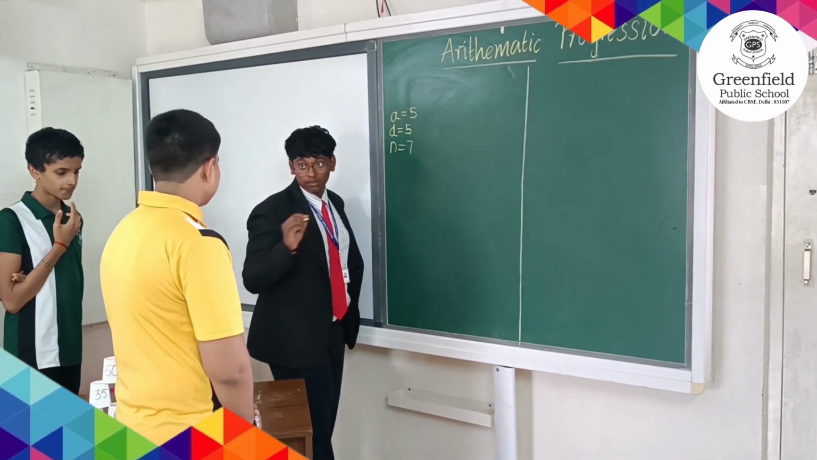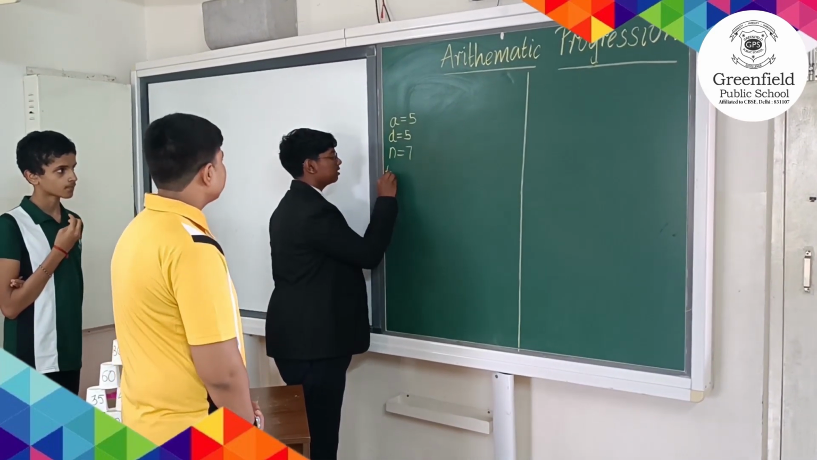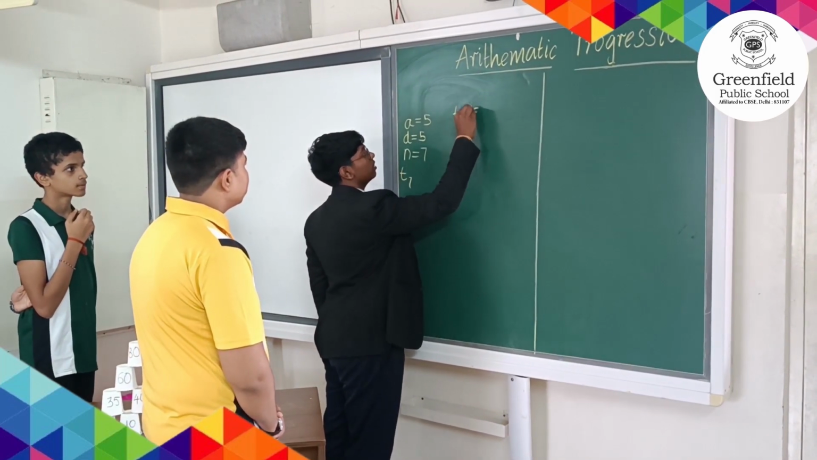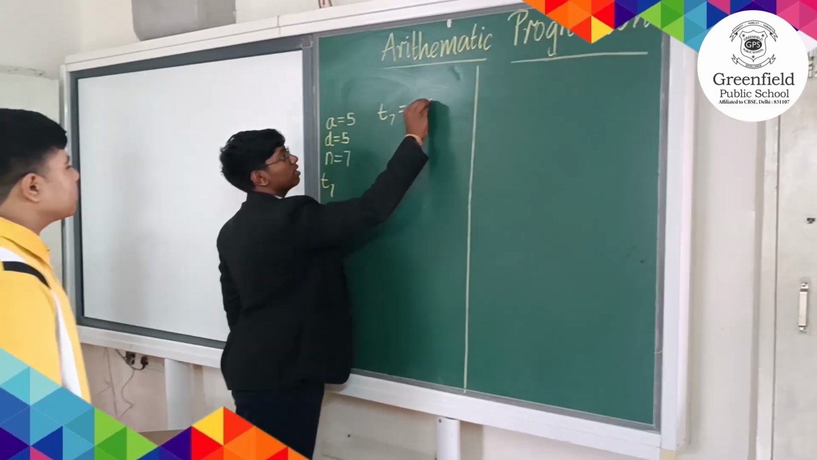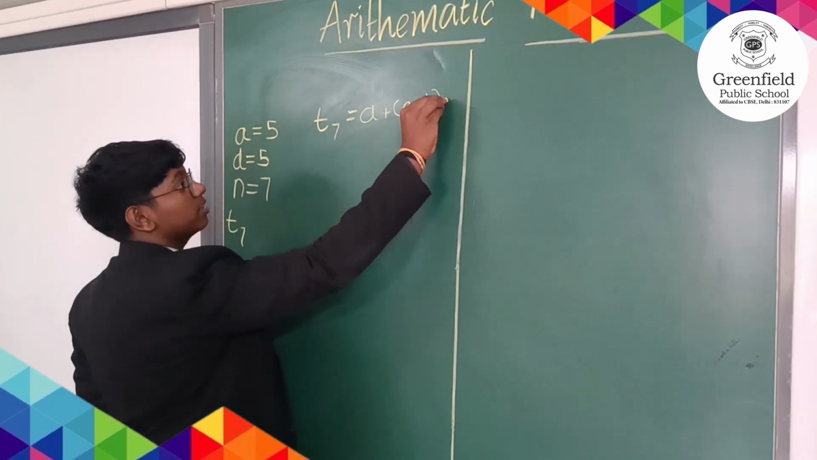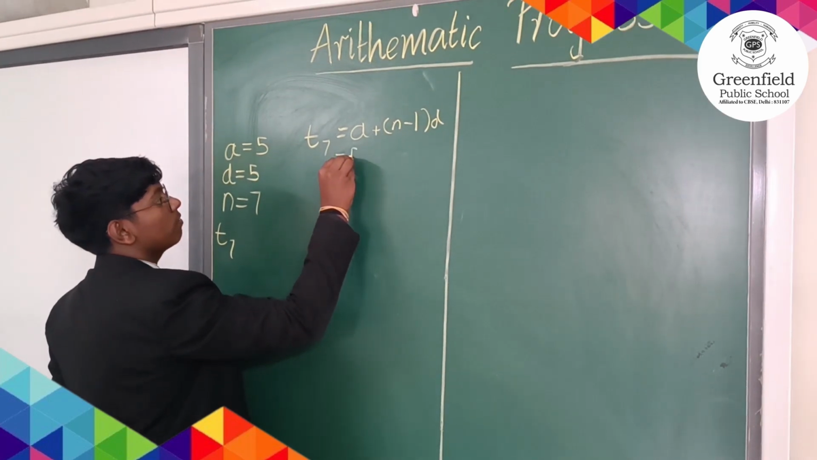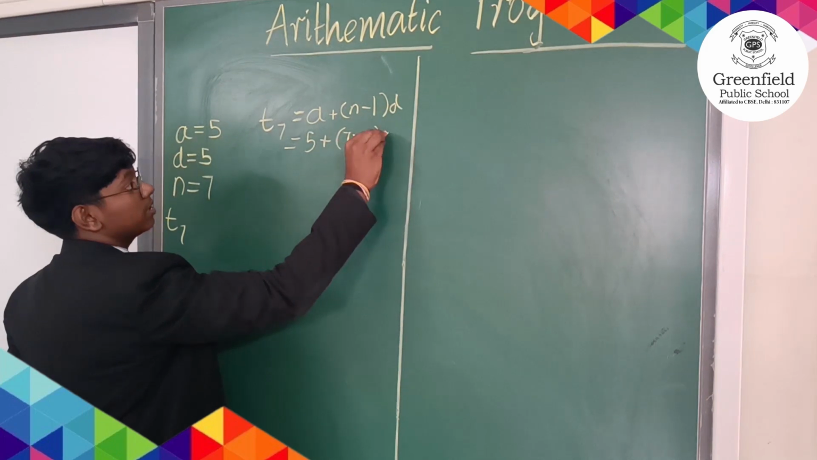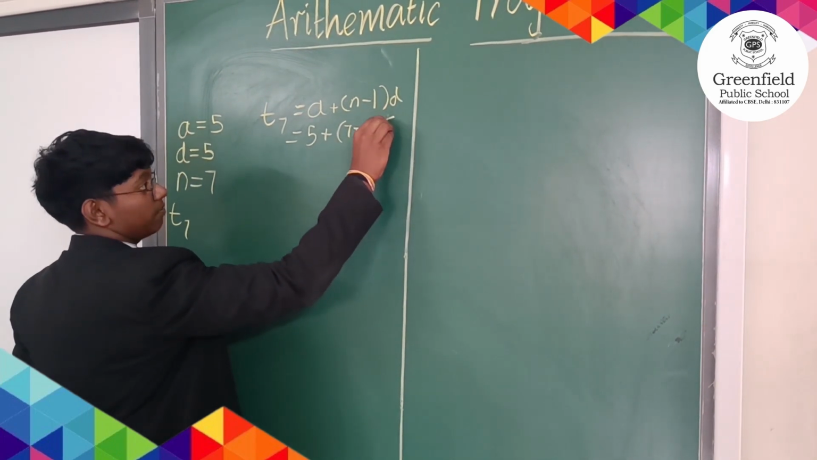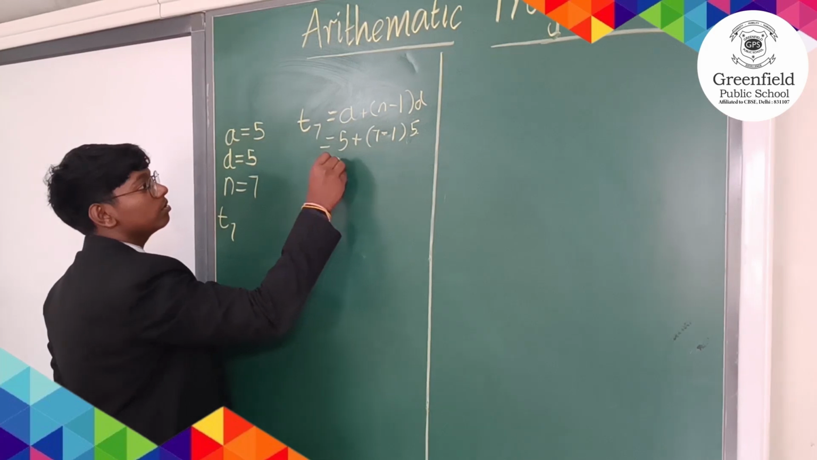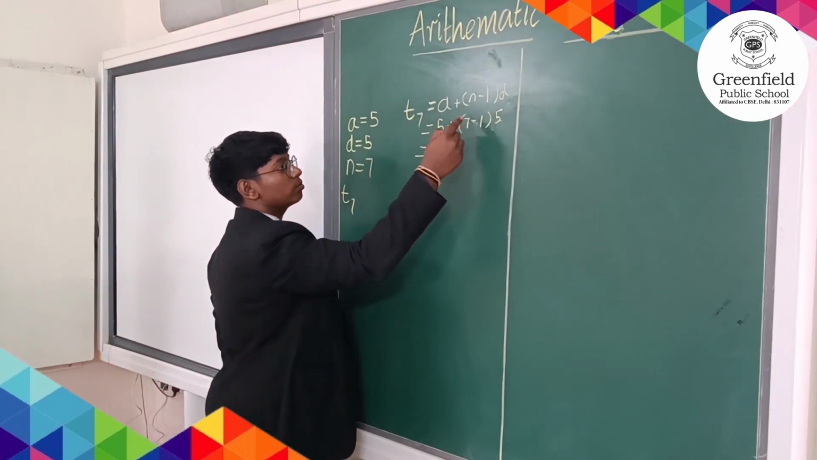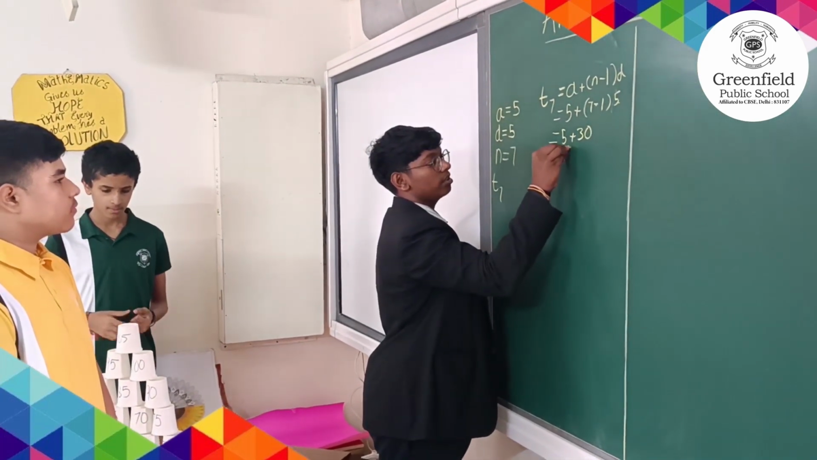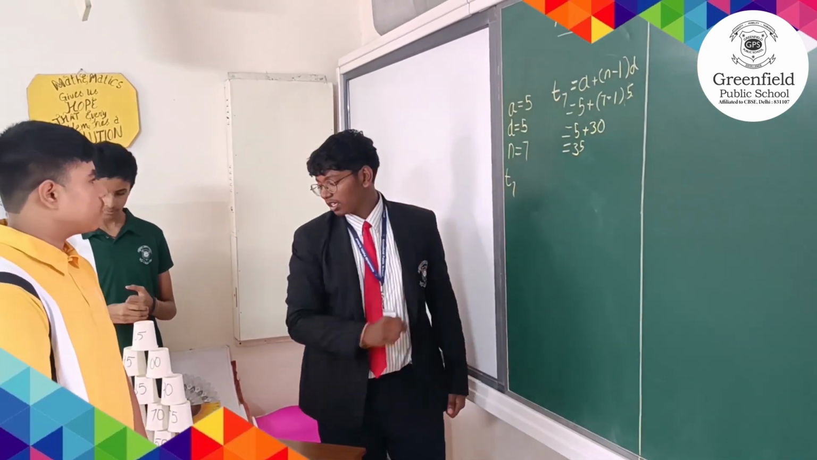Now, we have to find the value of the 7th cup. We'll take it as the 7th term. To find it, the 7th term is equal to a plus n minus 1 times d, that is equal to 5 plus 7 minus 1 times d, which is 5. 7 minus 1 is 6. So 6 into 5 is 30. 5 plus 30 is equal to 35. Now the 7th cup is 35.